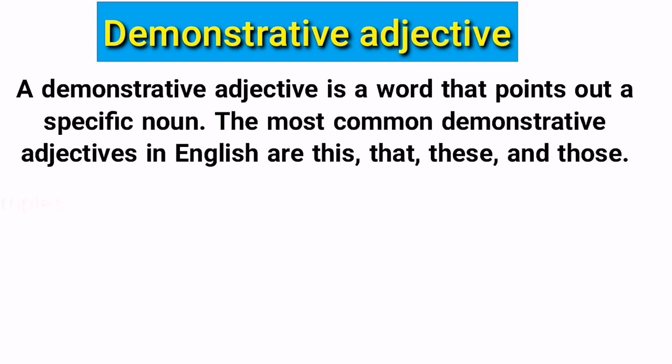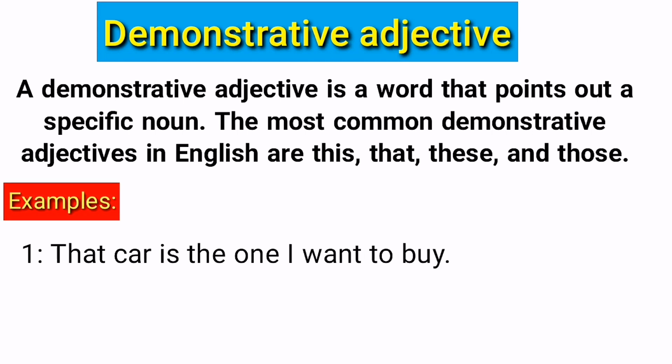Just look at these examples. That car is the one I want to buy. The demonstrative adjective, that, is used to refer to the car that is far from the speaker. It is in the singular form because the car is one item. The adjective, that, is also used to modify the noun, car, which tells us that the car is the one that the speaker is referring to. The word, that, is a demonstrative adjective because it points out a specific thing. In this case, it is pointing out the car that the speaker wants to buy.